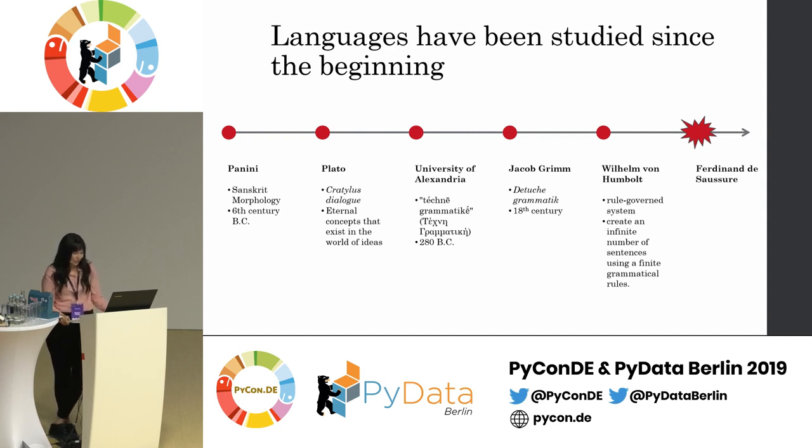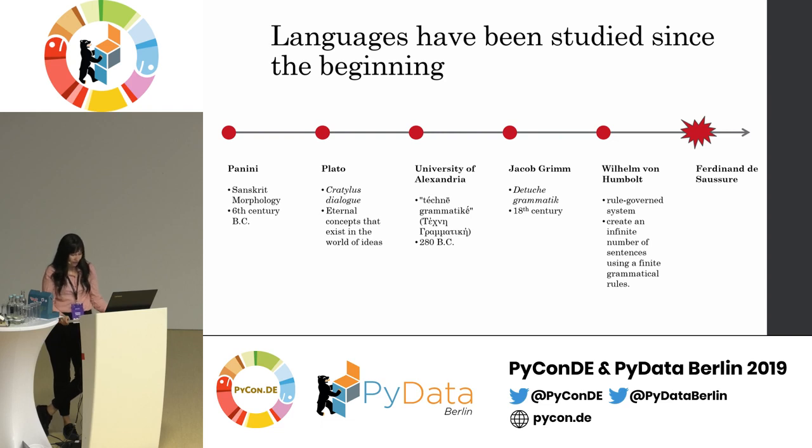In 2080 before Christ, the University of Alexandria was founded, and Greek was taught to other speakers. From this time, the word grammar was first used, and it meant the art of writing. In the Middle Ages, languages were studied under the name of philology. Moving forward, in the 18th century, Jacob Grimm wrote Deutsche Grammatik, and I'm sorry for my accent with German, which is considered the first great scientific linguistic work in the world.